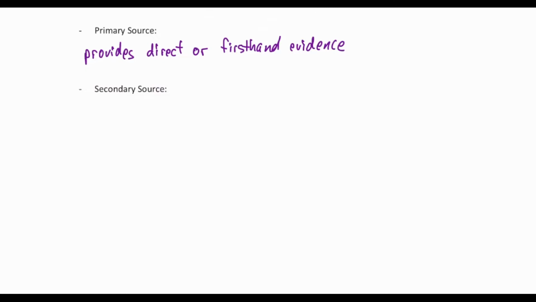Secondary source, normally we think that it's not as good. It's not bad, it's just different. So when we talk about a secondary source, what's happening here is that they are describing, analyzing, interpreting, or evaluating primary sources or someone else's original work.